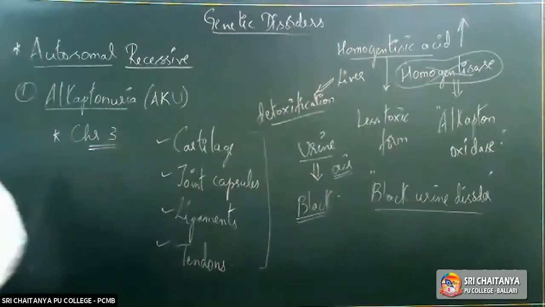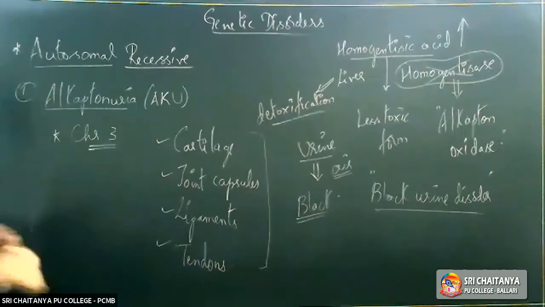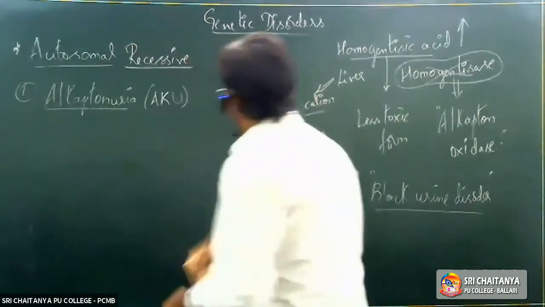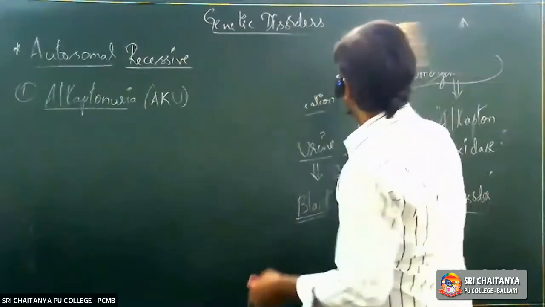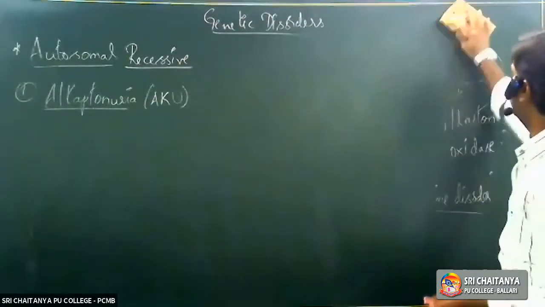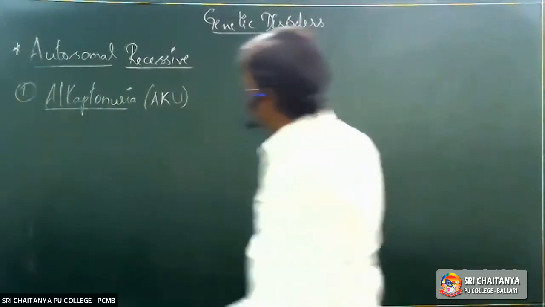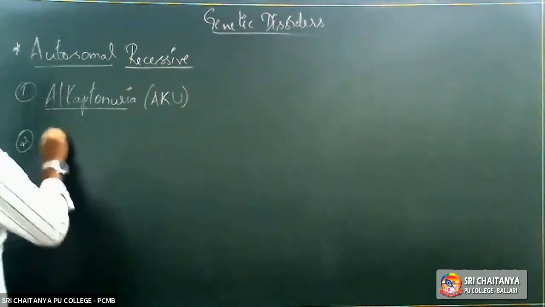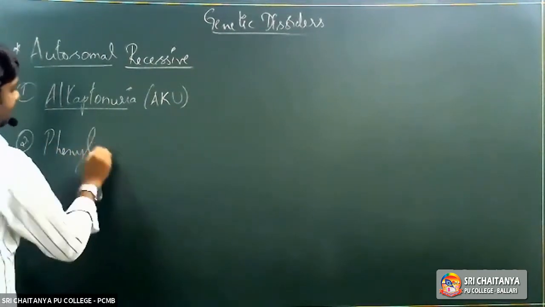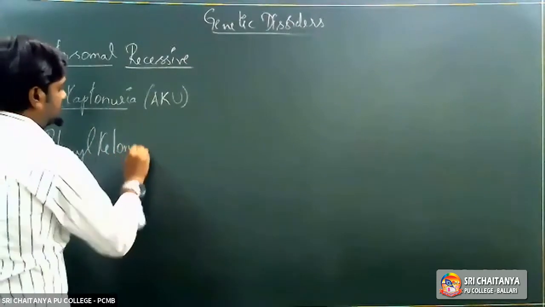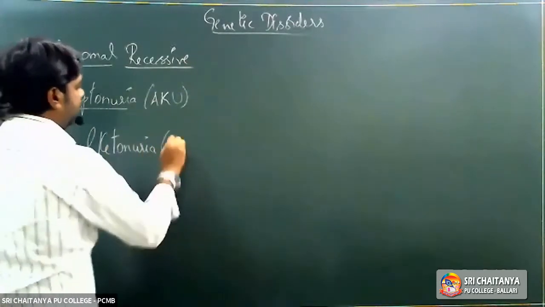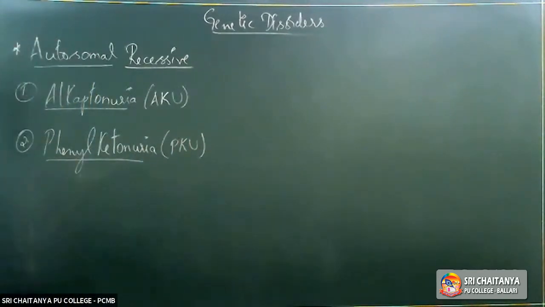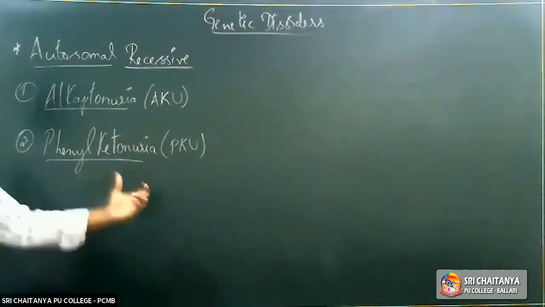Now let's take up the second type of autosomal recessive disorder. What we're going to take up is also a metabolic disorder, which is called phenylketonuria, abbreviated as PKU. So Alkaptonuria, AKU, and phenylketonuria, PKU.